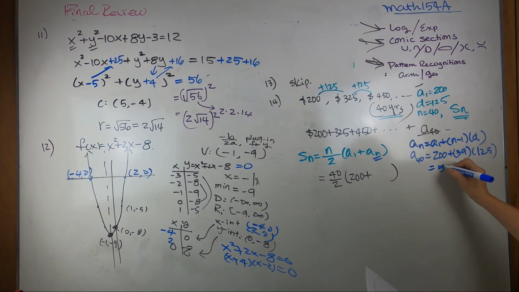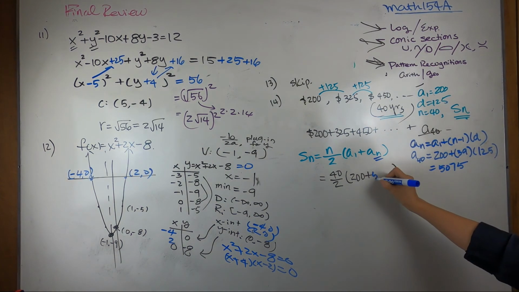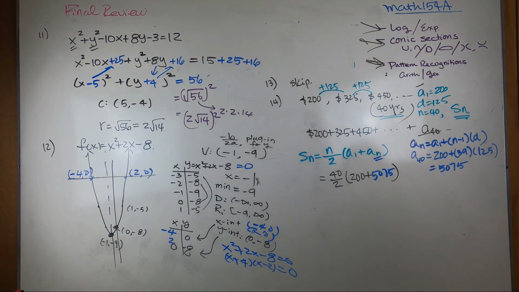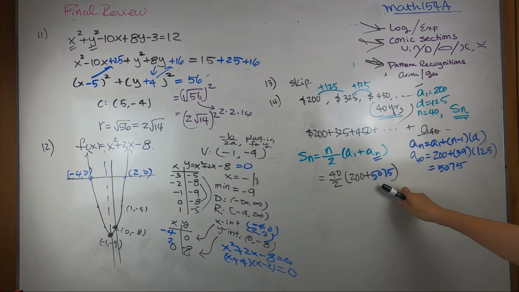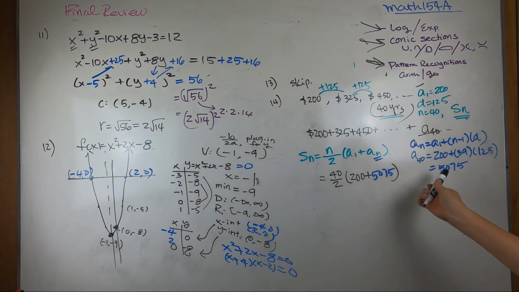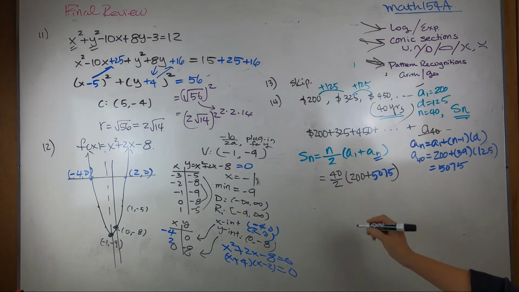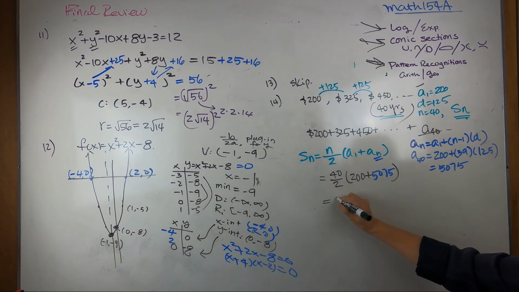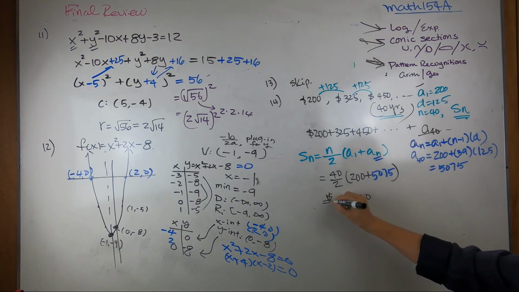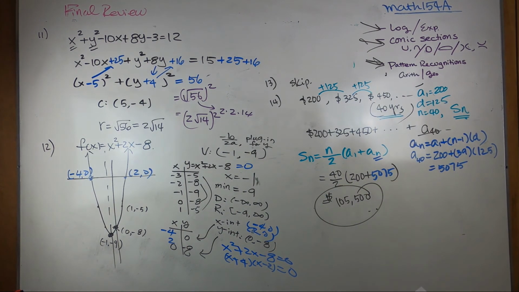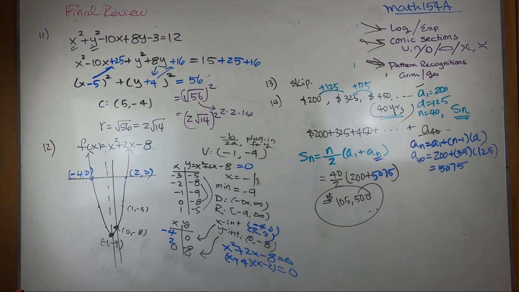Then you get 5075. So you put 5075 here, right? Then you find the answer after 40 years, from $200 all the way to 40 years later, she saved $5,075, right? So the total would be what? You add them together, 105,500. So that would be the total amount of savings she will have after 40 years.